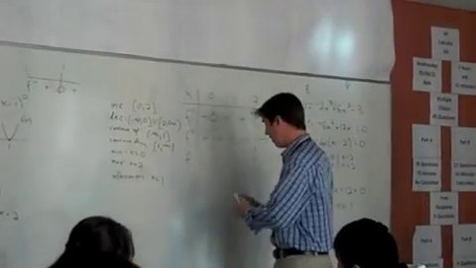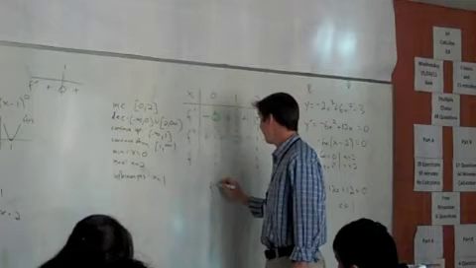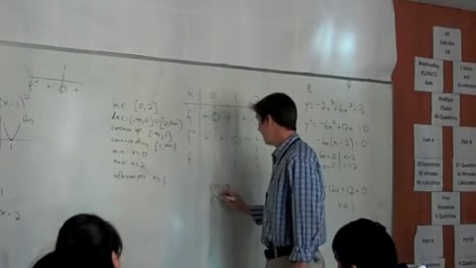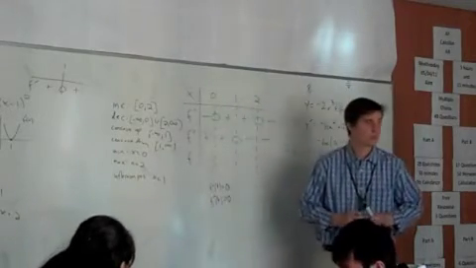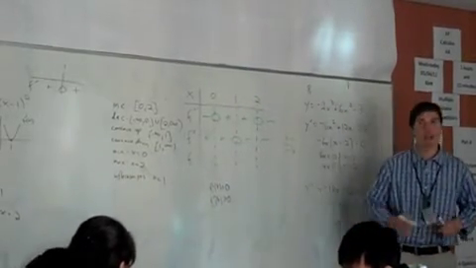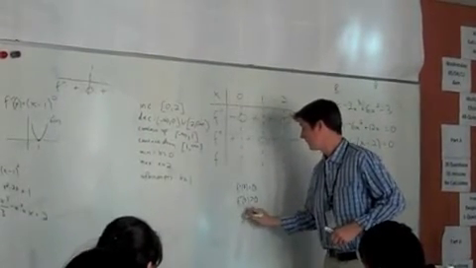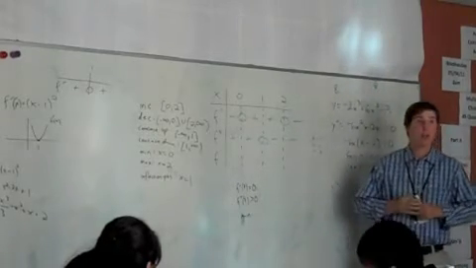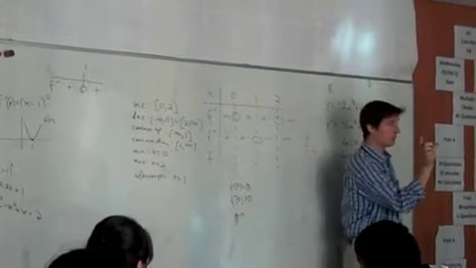So if I know that f prime of 0 equals 0, and f double prime of 0 is positive, I know that's a max. Min. Sorry. How do I know it's a min? Well, you have a critical point that's concave up.